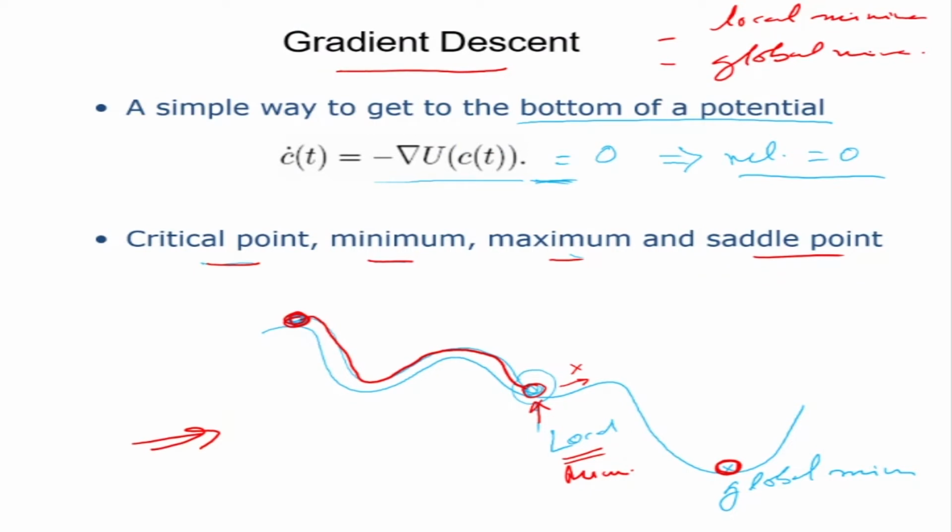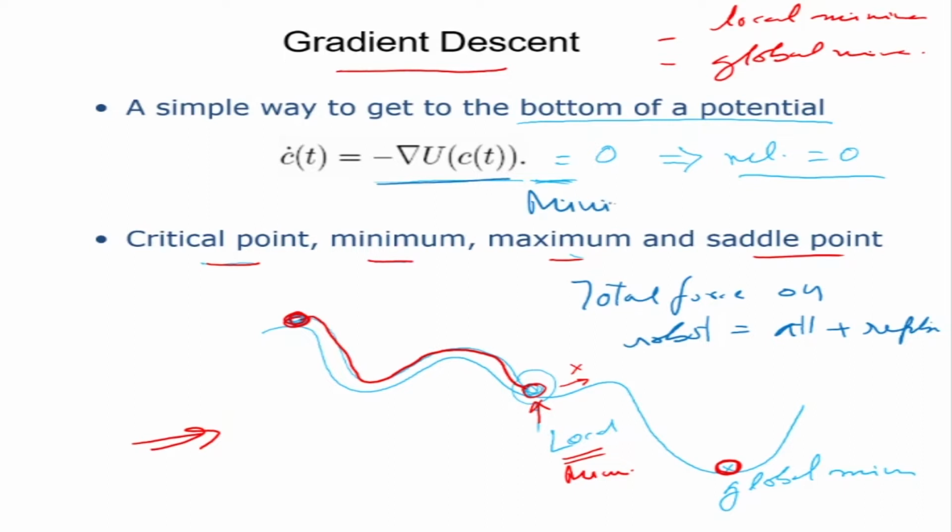So we take the potential, the effective force acting on the robot. The total force on the robot is equal to the attractive plus the repulsive force. I use gradient descent, which means I minimize the potential energy, so it's a minimization problem.